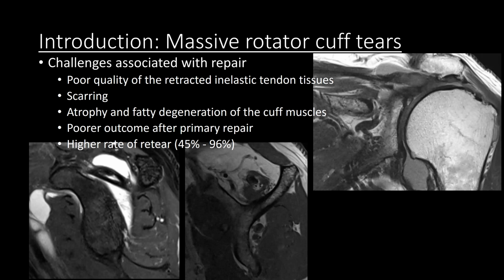There are also technical and biological challenges associated with the repair of massive rotator cuff tears, including poor quality of the retracted inelastic tendon tissues, scarring, muscle atrophy, and fatty degeneration of the cuff muscles. Massive cuff tears are usually associated with a poor outcome even after controlling for other factors after primary repair, including a higher rate of re-tear.